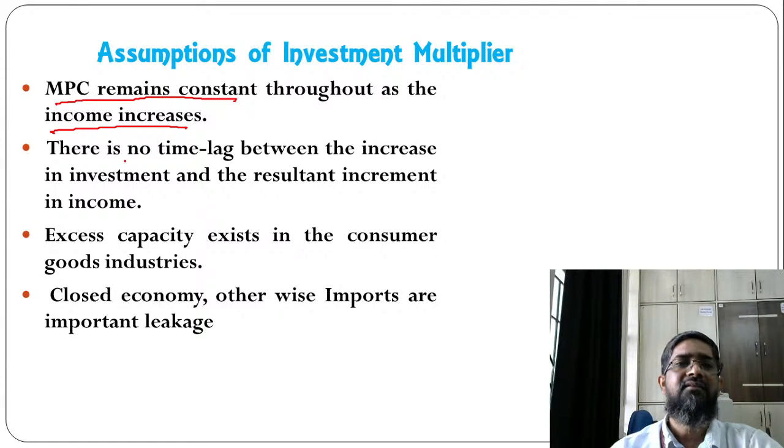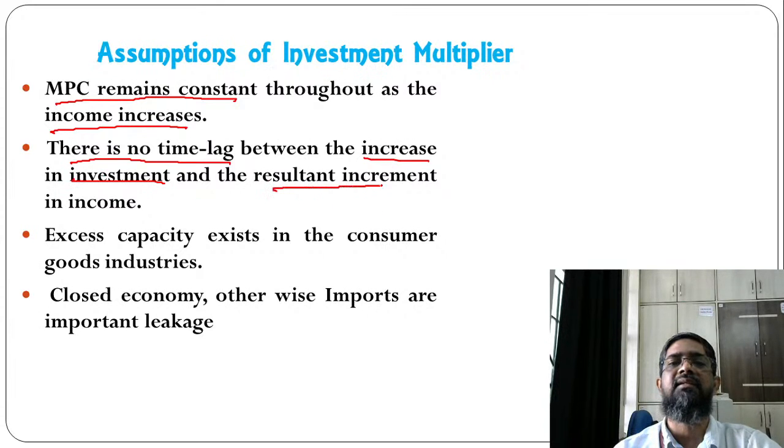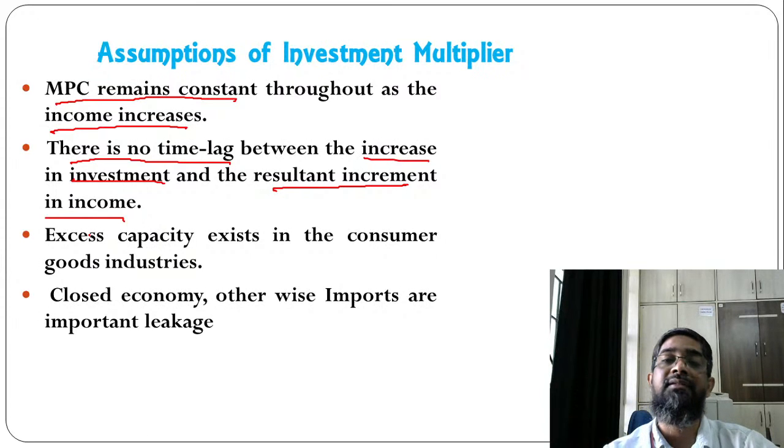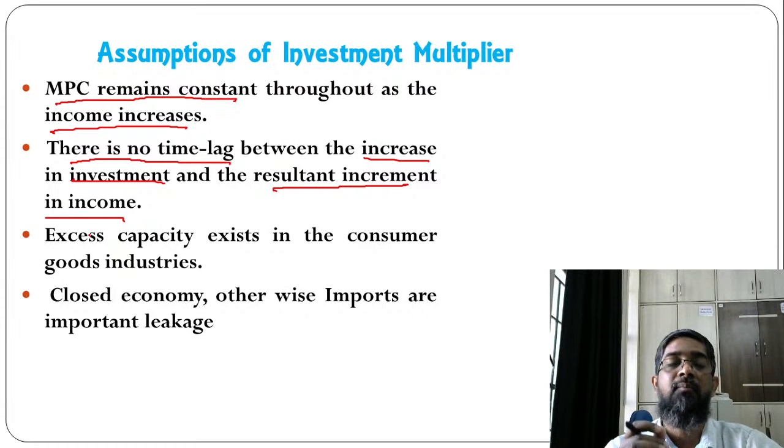Second thing is Keynes, because this investment multiplier was popularized, given by Keynes, and Keynes says that there is no time lag between increase in investment and the resultant increase in income. That means the moment investment takes place, that leads to increase in income immediately, right? Keynes talks about instantaneous multiplier. Instant multiplier की बात करते हैं Keynes.